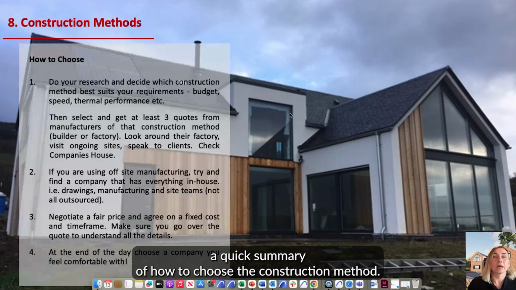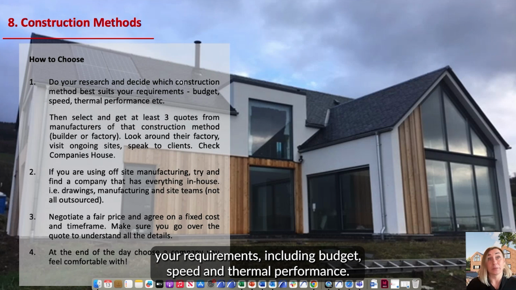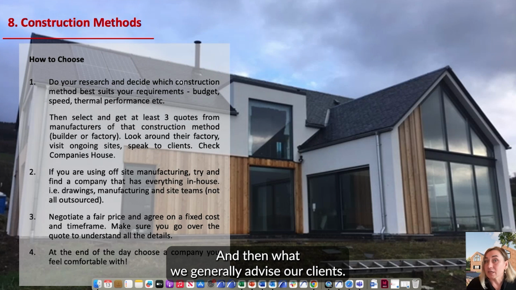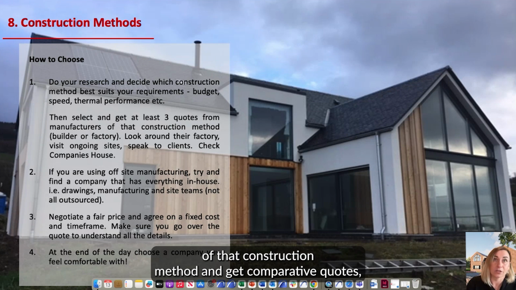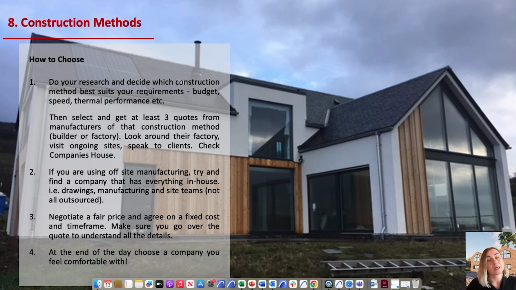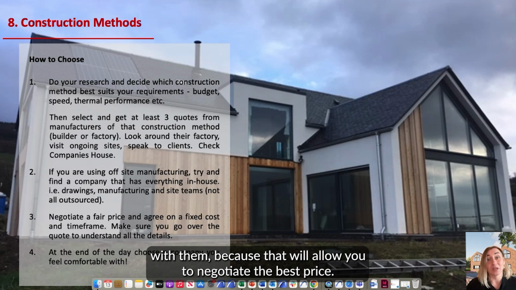So just a quick summary of how to choose the construction method. You want to do your research and decide which construction method best suits your requirements, including budget, speed, and thermal performance. Then what we generally advise our clients is to select the construction method, then go to three suppliers of that construction method and get comparative quotes. Look at the factory, speak to the manufacturers, and build relationships with them, because that will allow you to negotiate the best price.